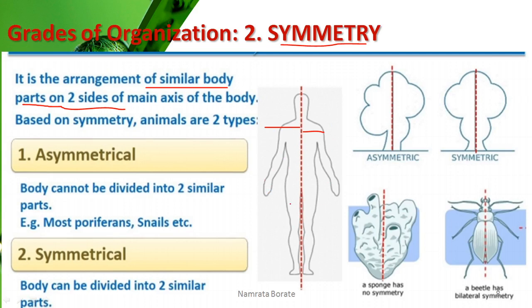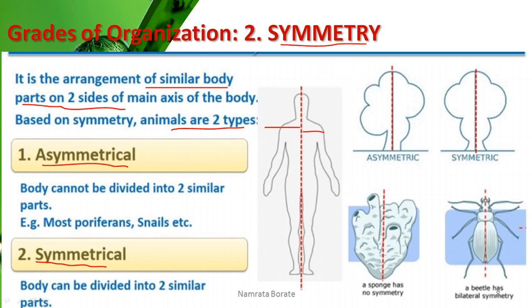Symmetry is the arrangement of similar body parts on the two sides of the main axis of the body. Based on symmetry, the animals are of two types. The first one is asymmetrical and the second one is symmetrical. In asymmetrical animals, the body cannot be divided into two similar parts.